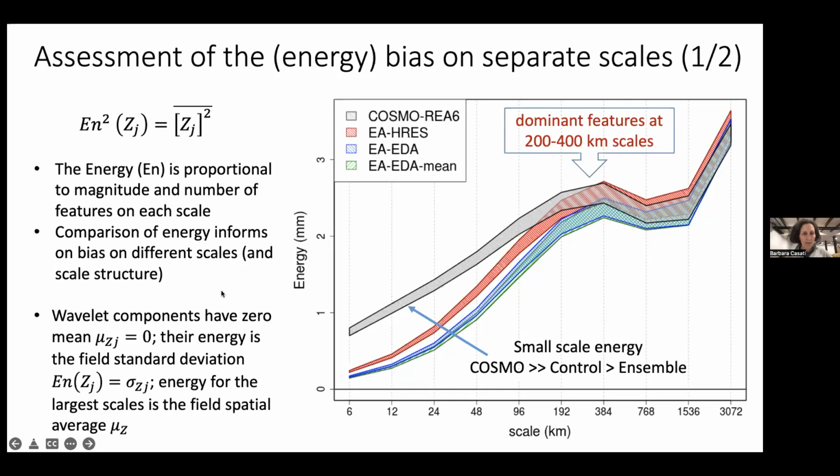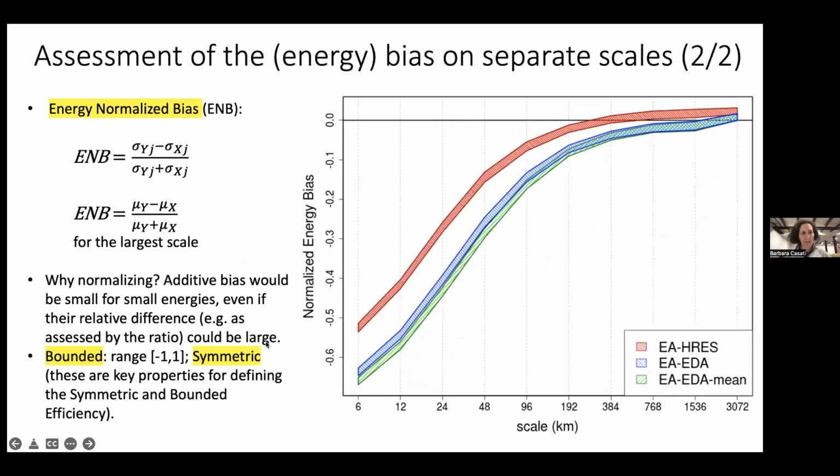One thing that I wanted to share with you is that the wavelet components have zero mean. So essentially the energy is the standard deviation of the field. And for the largest scale, well, the largest scale is the spatial average. So essentially the energy on the largest scale is the square root of the average. Okay, so this is just to simplify life.